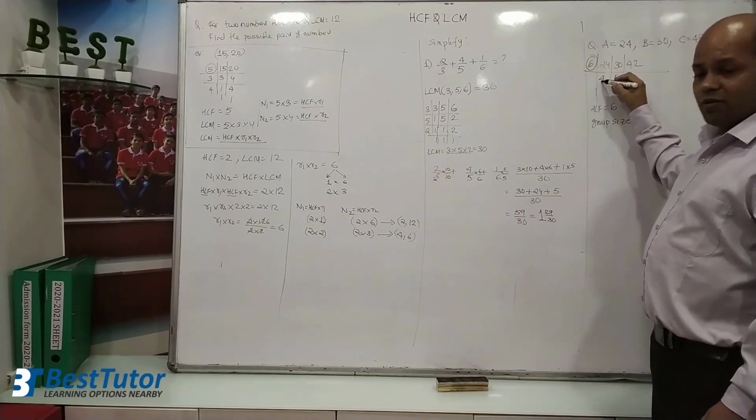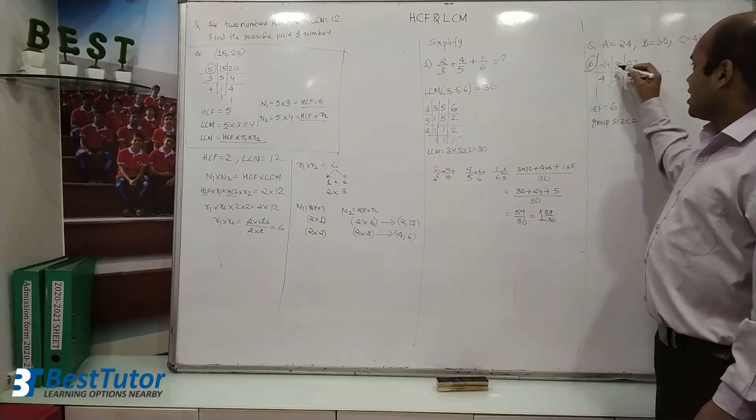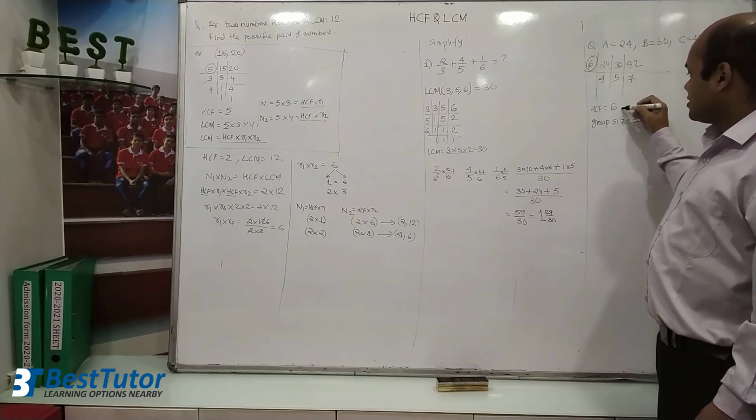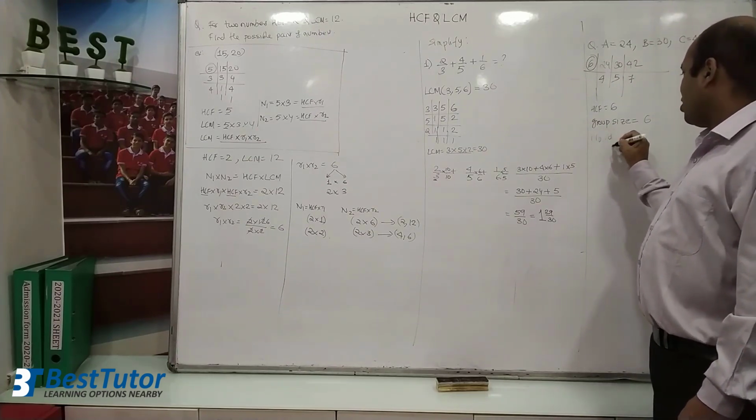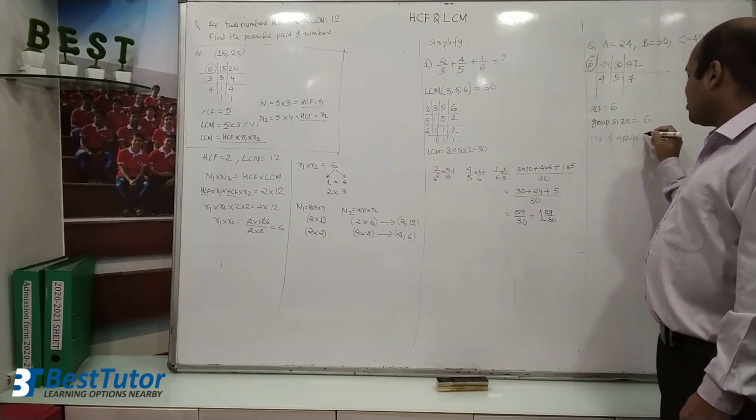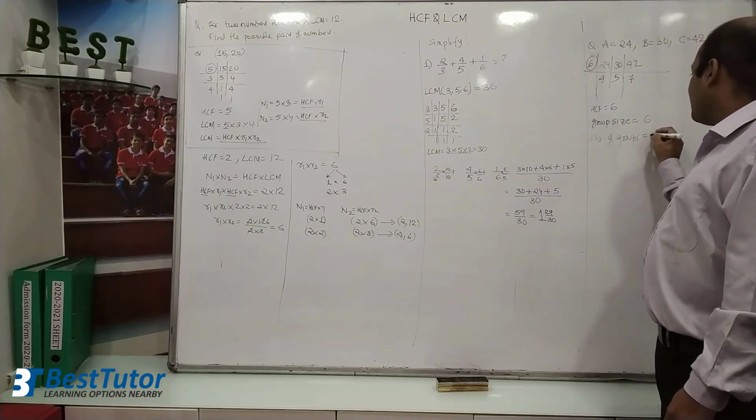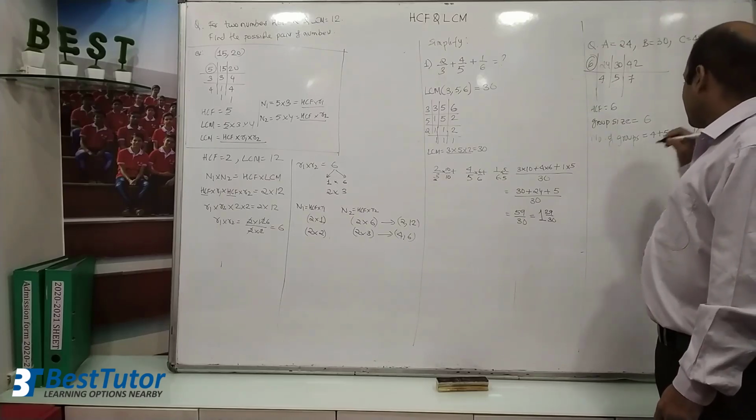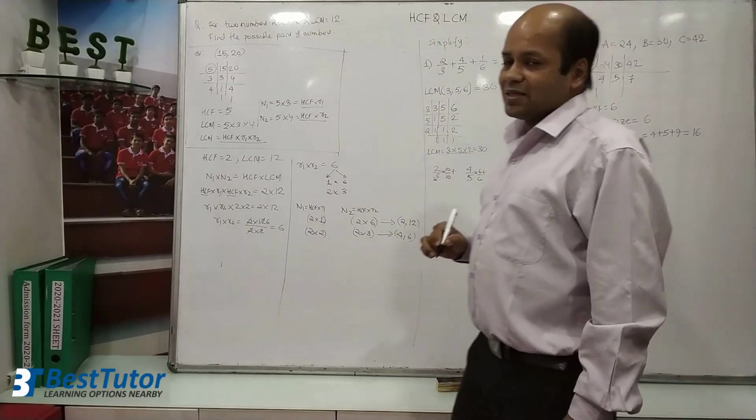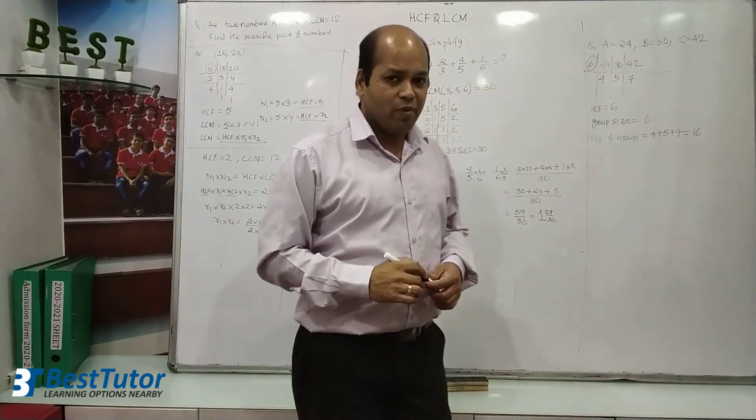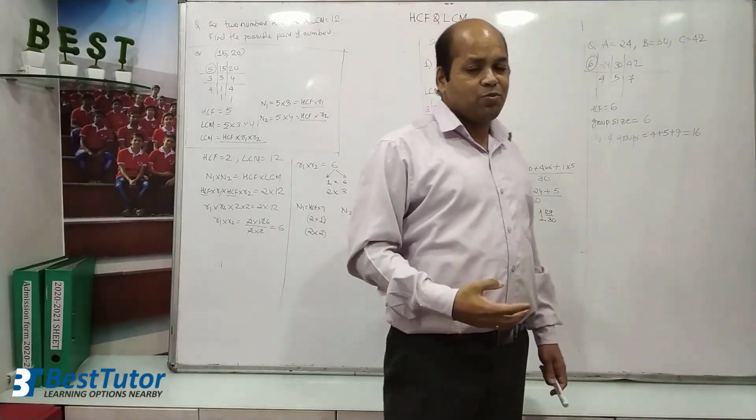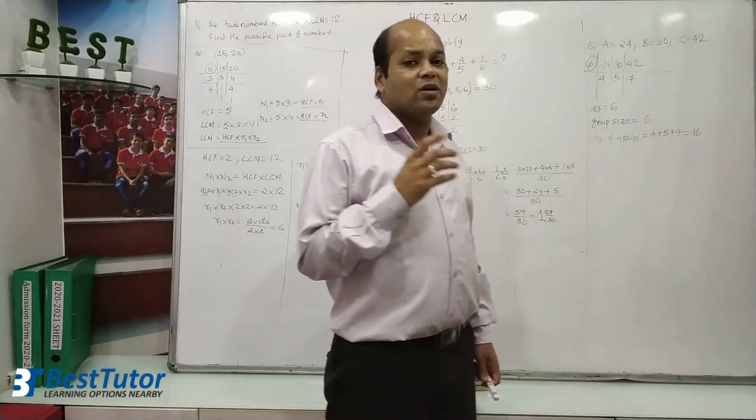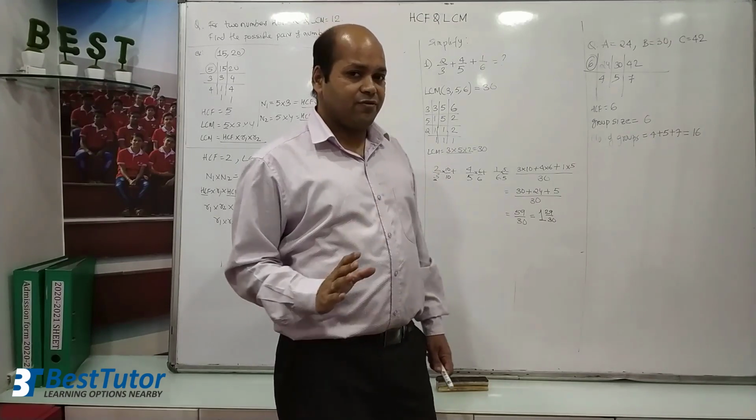4 groups, because 4 into 6 is 24. How many groups for 30 students? 5 into 6. 7 into 6. Therefore, the number of group representatives required is going to be 4 plus 5 plus 7. That is 16. This is the next type of question that you get. So remember, whenever they ask the highest possible, greatest possible, largest possible common value, then it is HCF.